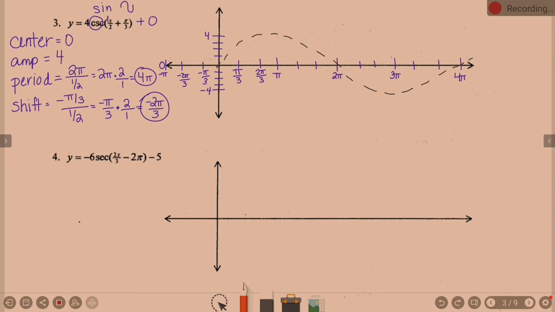Everything I do has to go 2 pi over 3 left. 2 pi over 3 left is how many tick marks? 2. So it was starting at 0. Now it's starting at negative 2 pi over 3. There was a max above pi. Where do I move that? Now we're going to have a max above pi over 3. I'm moving everything back 2 tick marks. It was crossing through at 2 pi. Now I'm going to move it back 2 tick marks, and I'm crossing through right after pi.